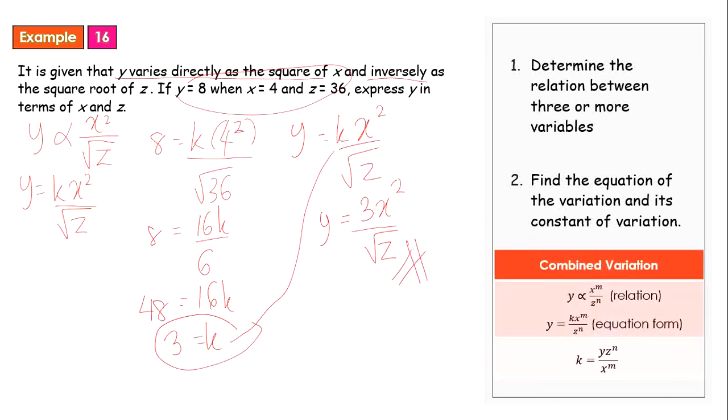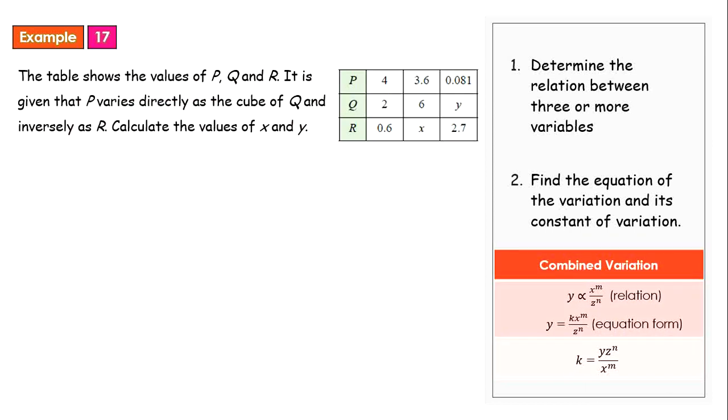Okay, next. Example 17. Table 1 shows the values of P, Q, and R. It is given that P varies directly as the cube of Q. So write directly: P varies directly, cube of Q. Directly goes on top, and inversely we do straight over, inversely as R. So for the equation, we just add the letter k. Calculate the values of x and y. Here is x, here is y.